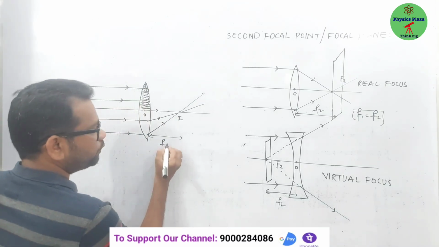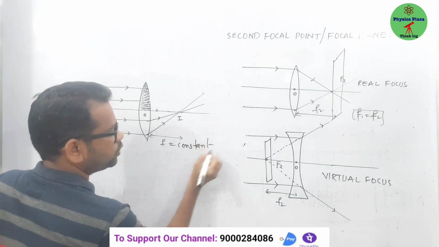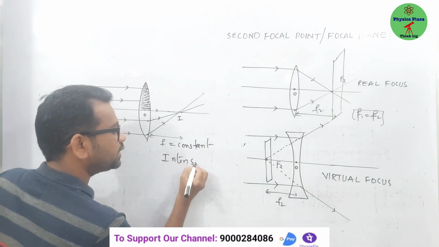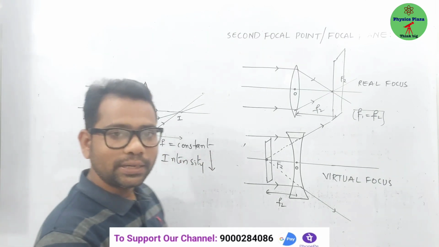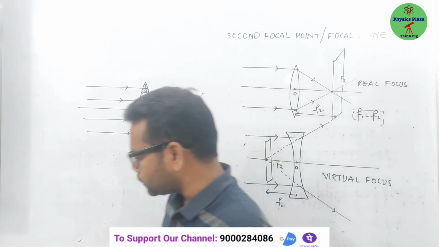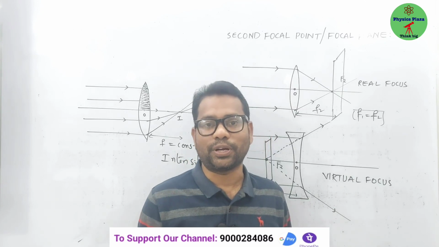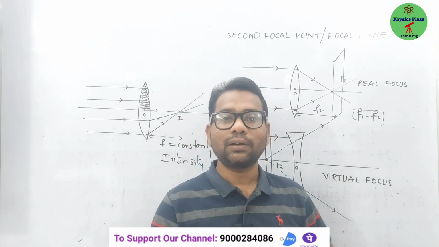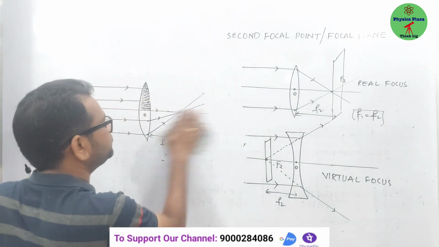So here the focal length remains constant, but children, very, very important, the intensity of the image decreases. Is it clear? Fine. These are not just basic concepts; they are very important examination points also. Now we'll discuss the principal rays, so that after learning them we are able to draw the ray diagram. Clear? Fine, children.